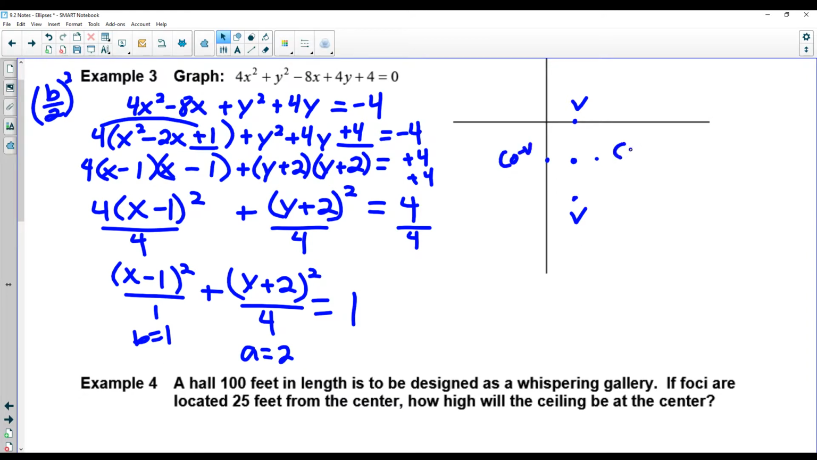And I'm not even going to find the foci for this one because we've done it too many times. So there you go. All right, let's go to the last one.